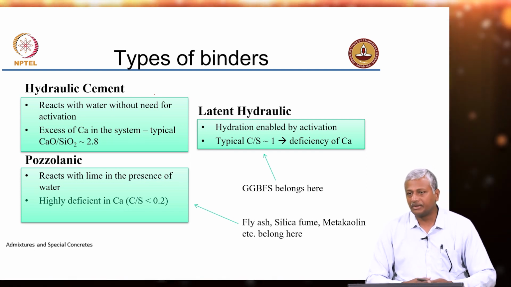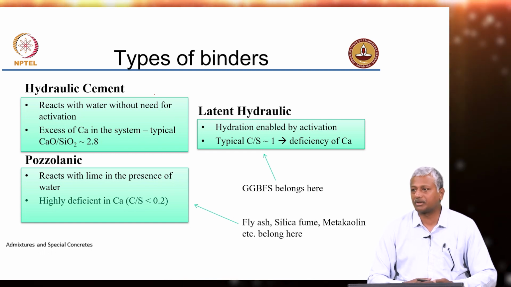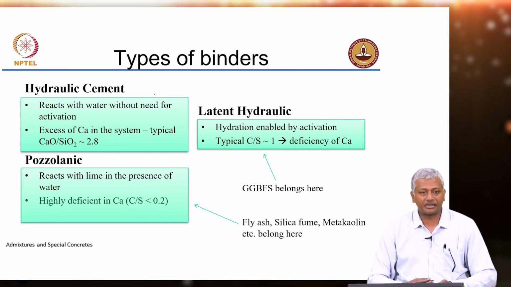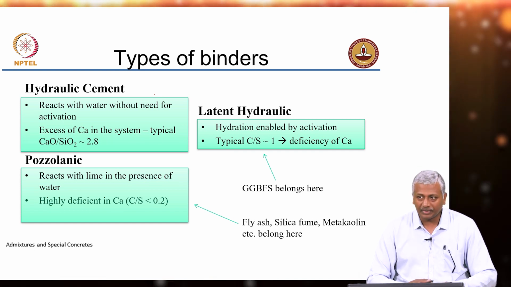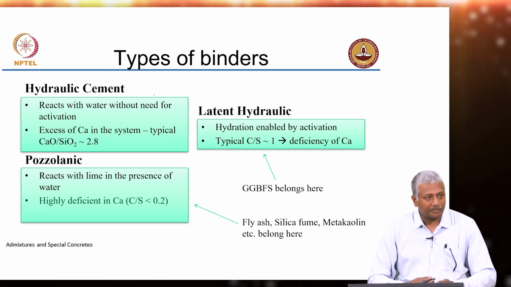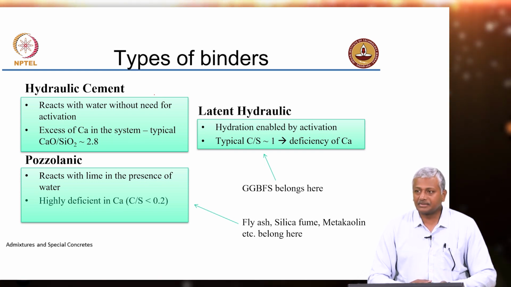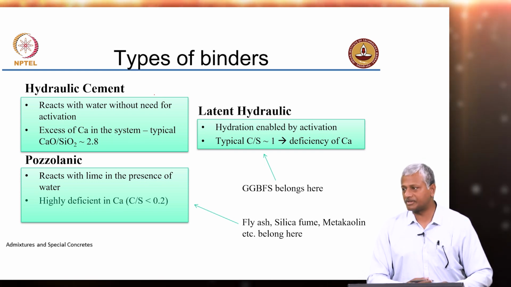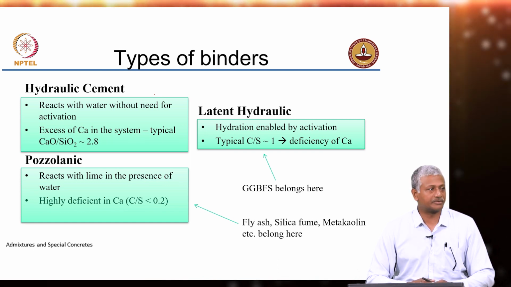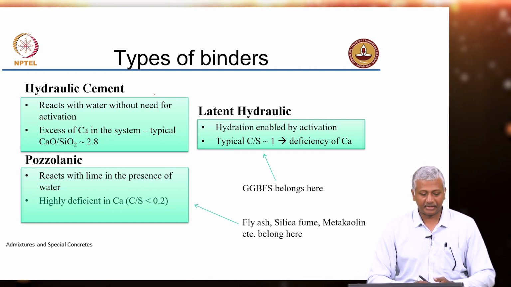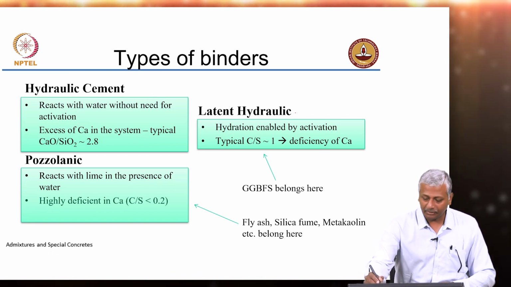In fact, of course, we know that the presence of external water helps in the continuous hydration of the cement. There is no need for activation, it can react on its own, and we know that cement reacts fairly rapidly. This is happening because there is a lot of calcium in the system. Typical calcium to silica ratio is around 2.8. So, fairly high calcium to silica ratio. Then you have the latent hydraulic systems.